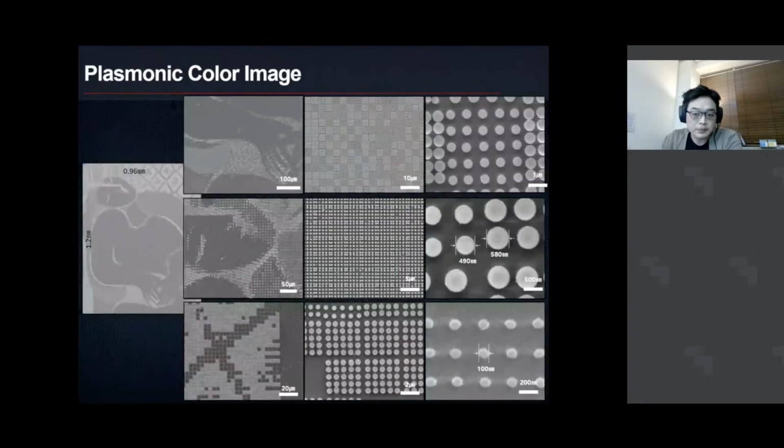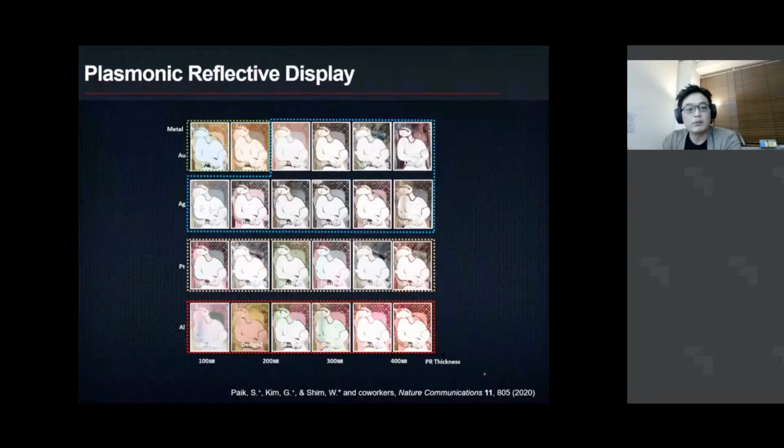If you zoom in on each part of this, you can go down to the 100 nanometer regime. We do various colorations using silver, gold, platinum, and aluminum, and you can easily make multiple images from the photomask by repeating the process. Okay, so that's one of the things we do in terms of device fabrication.